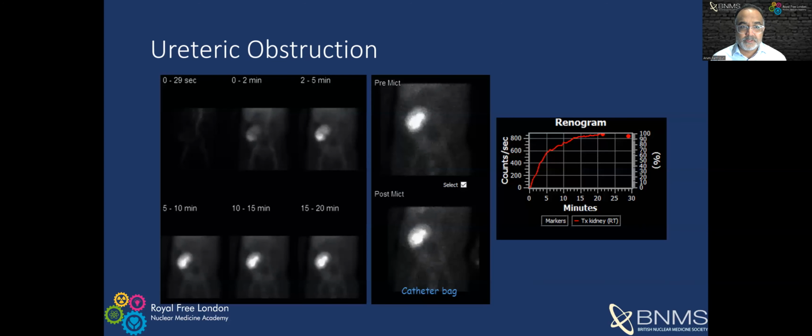This is an example of an obstructed renogram. We can see here that there's a progressive accumulation of tracer within the renal pelvis, which appears dilated on this scan. And this patient had an obstruction of the proximal ureter.